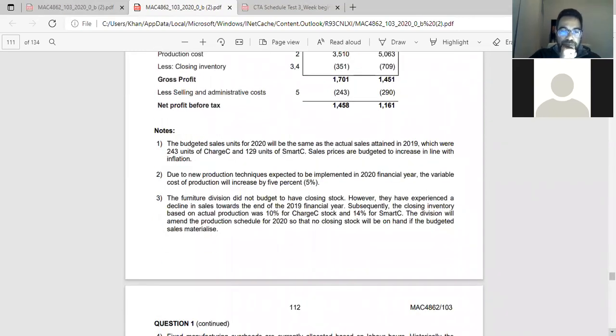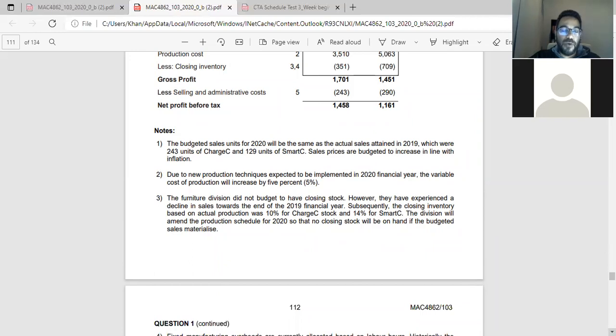Note number 3, the furniture division did not budget to have closing stock. However, they have experienced a decline in sales towards the end of the 2019 financial year. Subsequently, the closing inventory based on actual production was 10% for Charge C stock and 14% for Smart C. The division will amend the production schedule for 2020 so that no closing stock will be on hand if the budgeted sales materialize.